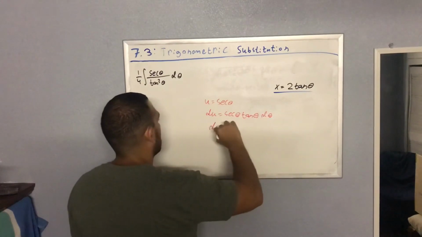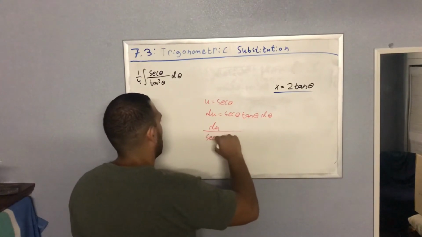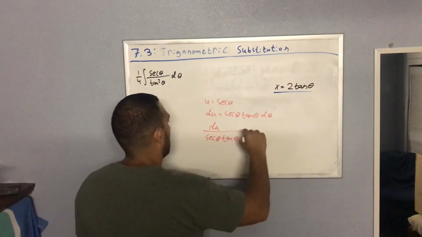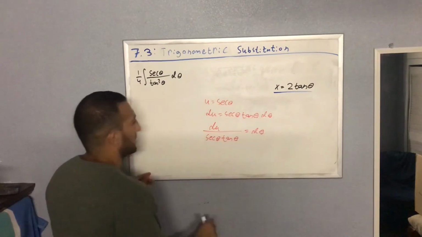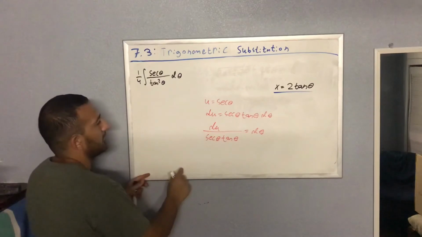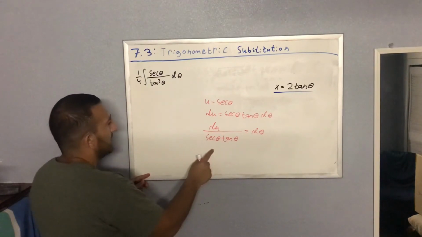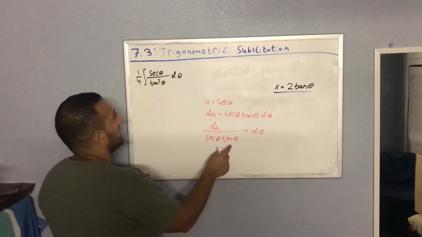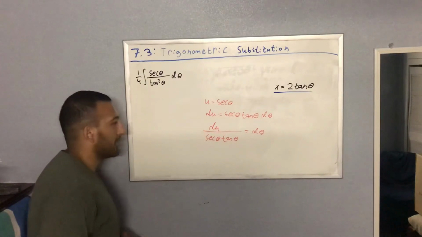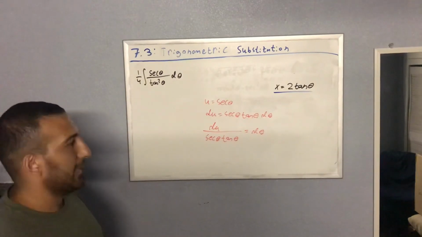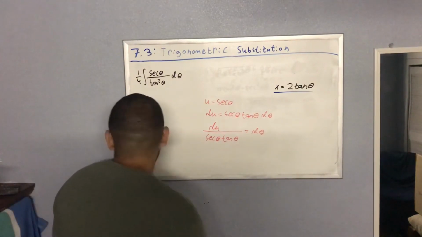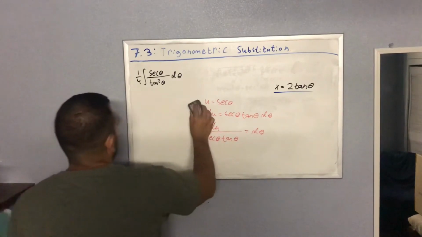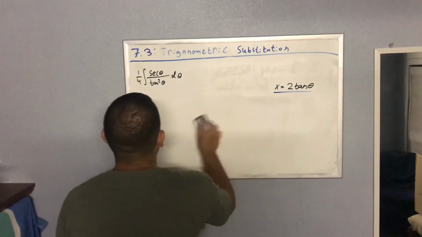Now if we try let u be secant, then du would be secant theta tangent theta. So then when we replace d theta with this, things would actually be bad. We'd be hitting this tangent theta with this tangent squared and getting a tangent cubed, and so this is also not a good choice. So at this point we may want to try to use some things that we know from trig.